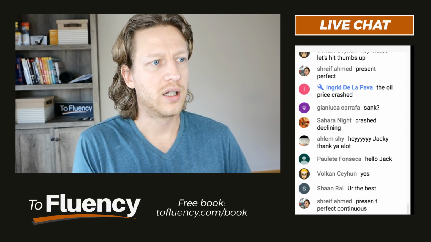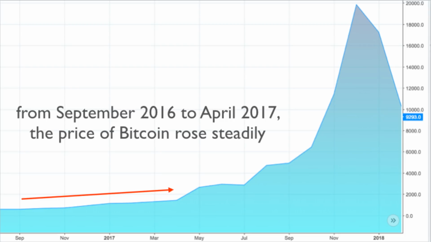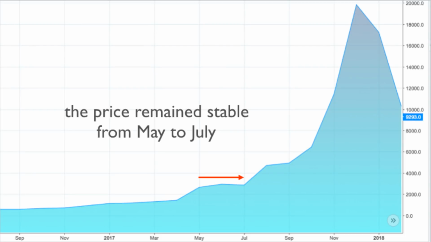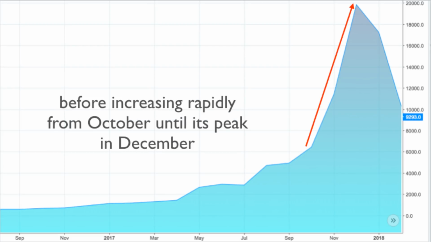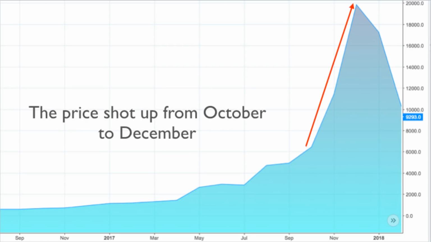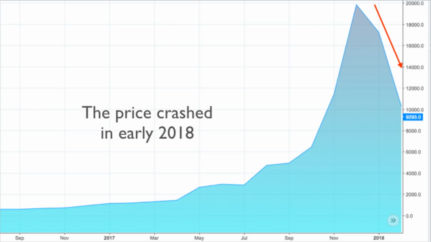Okay. Let's just have a quick recap. A quick summary again. From September 2016 to April 2017, the price of Bitcoin rose steadily. The price remained stable from May to July. It started increasing again in August, before increasing rapidly from October until its peak in December. You can also say the price shot up from October to December. Since then, it's been declining rapidly. The price crashed in early 2018.